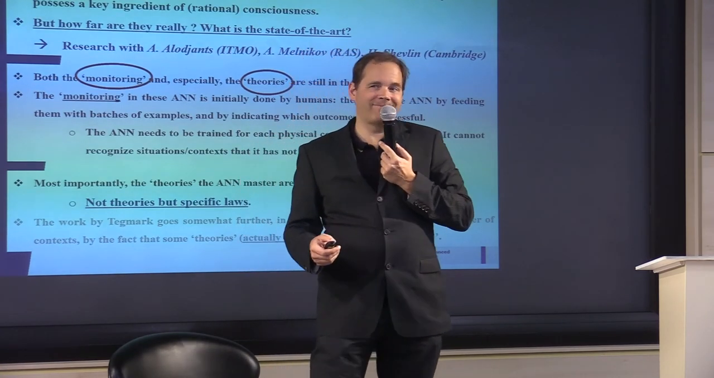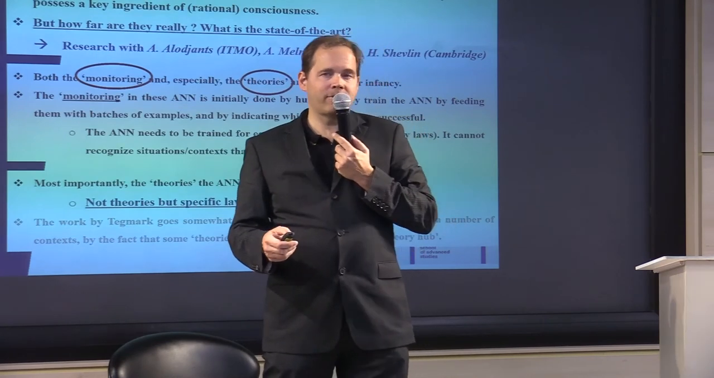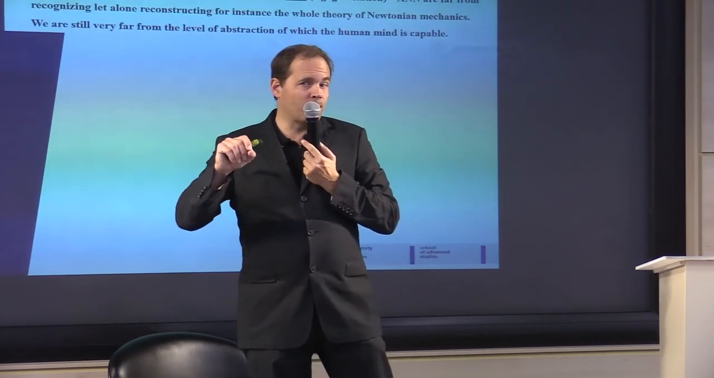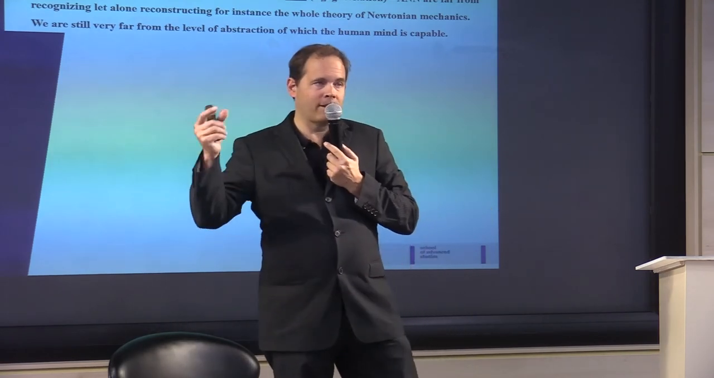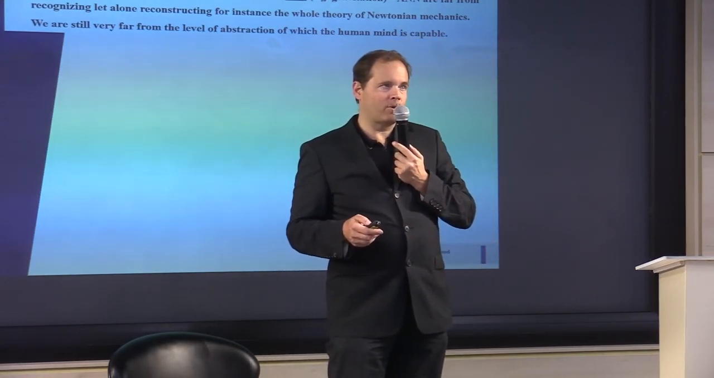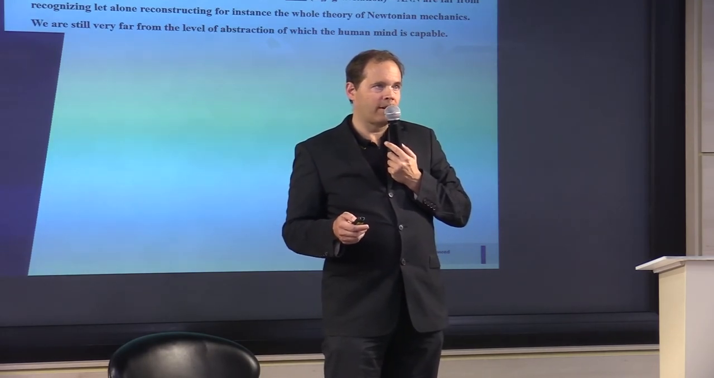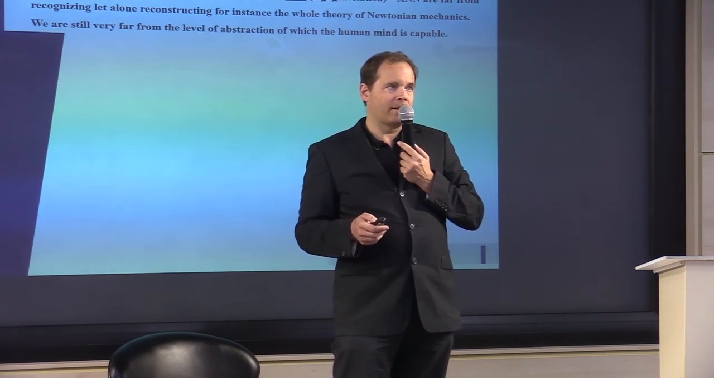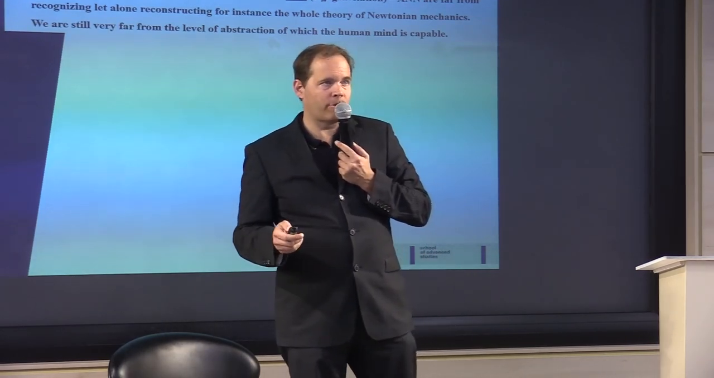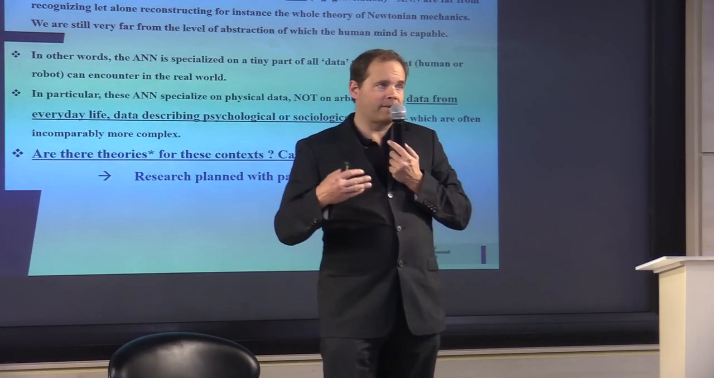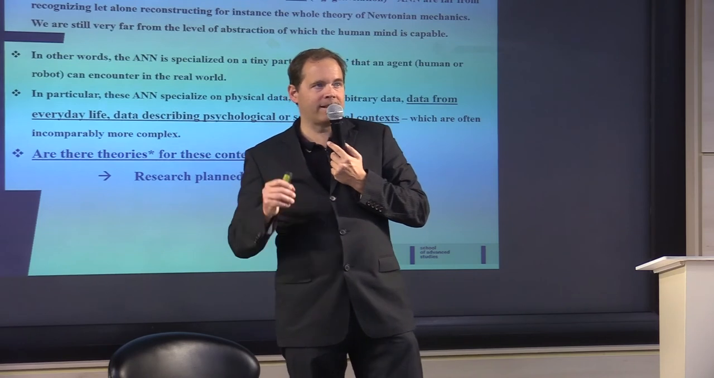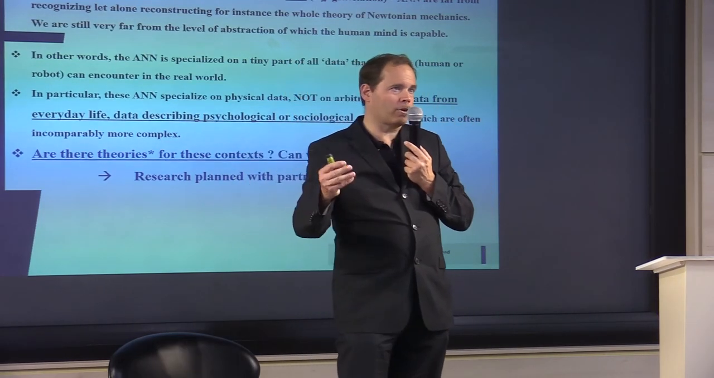Okay? So actually, theory mastery is not, it seems, there yet. But you know, laws are essential ingredients of theories. Okay? Laws are hypotheses which, you know, can be called the basis of a theory. And actually, so the theories, in other words, are still super simple. For the moment, they are just laws. And artificial neural nets are far from recognizing, let alone reconstructing, for instance, the whole theory of Newton. We are still very far from the level of abstraction of which the human mind is capable. You can say the same thing, in other words, by saying that the ANN is specialized on a tiny part of all the data that a human being can encounter in the real world or future robot.